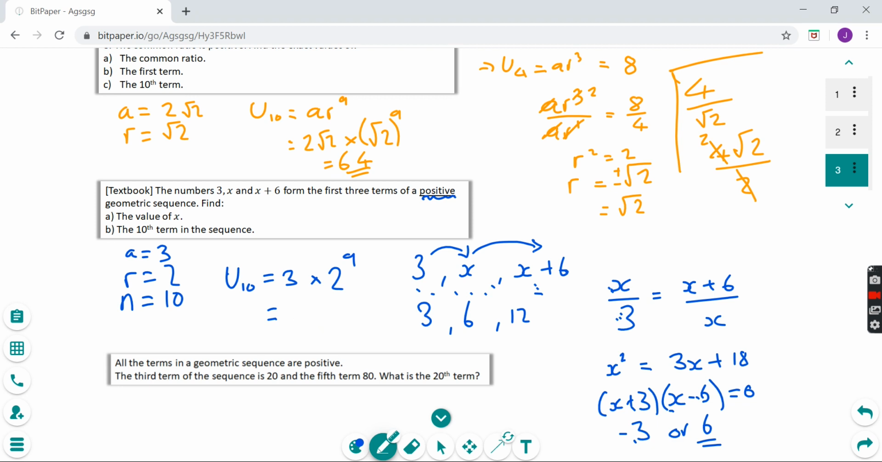It's quite a large answer, 1536. But that makes sense because it's doubling each time. So by the time you get to the 10th term, you have quite a large number.